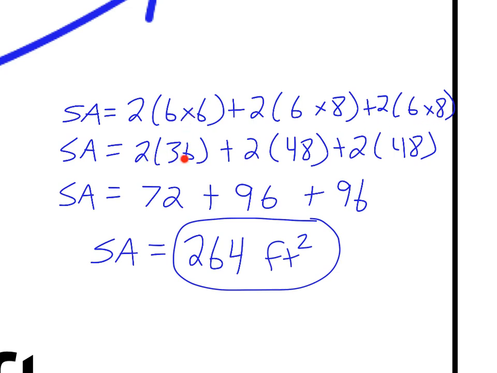6 times 6 is 36, 6 times 8 is 48, and then 2 times 36 is 72, 2 times 48 is 96, and then when you add those together, you get your final answer of 264, and it is square feet, because surface area, again, it's just a bunch of combined areas. We're never multiplying more than 2 things. We're always just doing the length times width, or the width times height, or the length times height. So we're still sticking with feet squared as our unit.